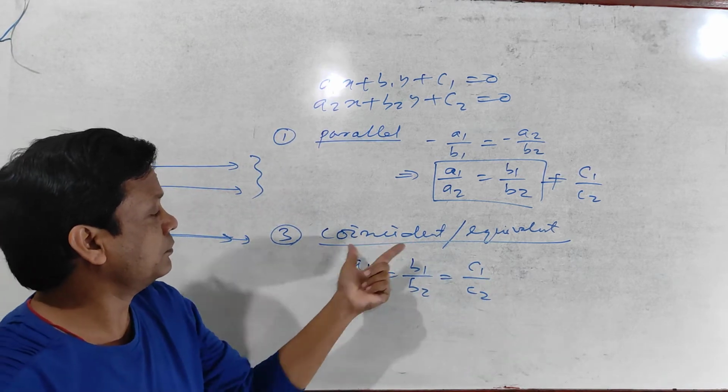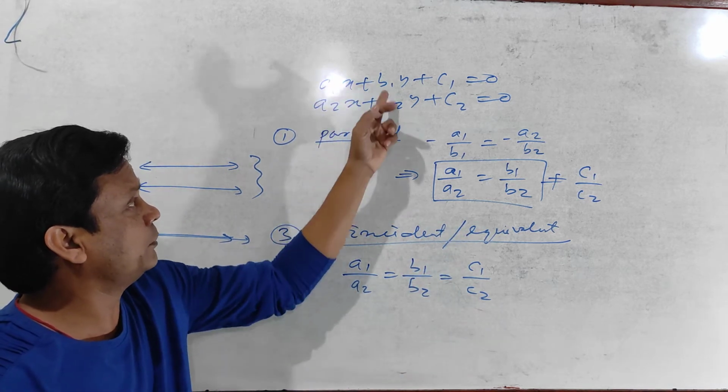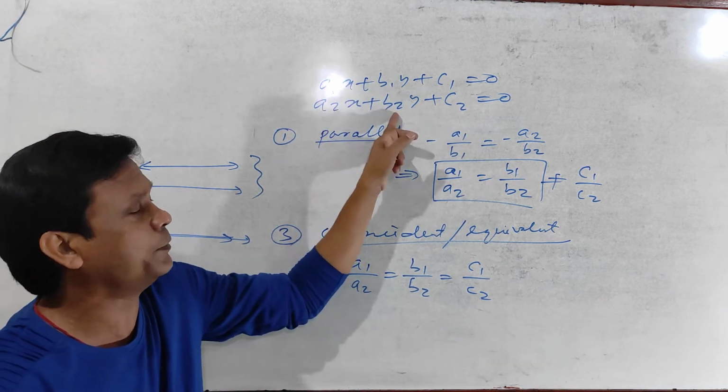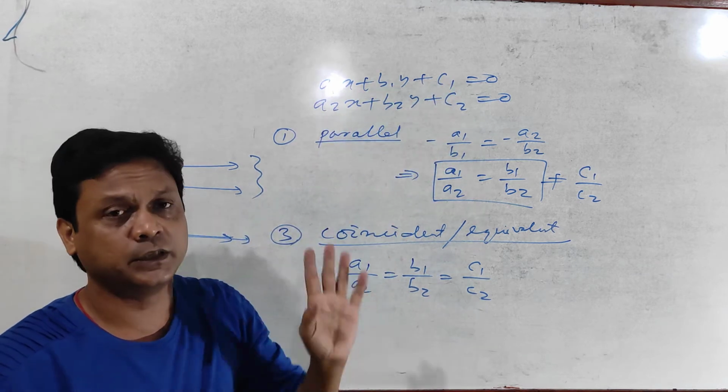This is the condition for coincident or equivalent. That means for parallel, a1/a2 is equal to b1/b2 but unequal to c1/c2, and for perpendicular, a1a2 plus b1b2 is equal to 0, and for coincident, a1/a2 is equal to b1/b2 is equal to c1/c2.